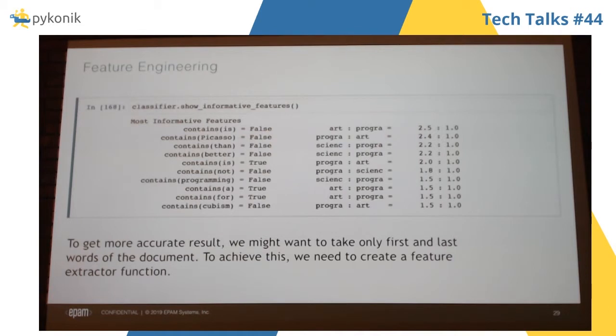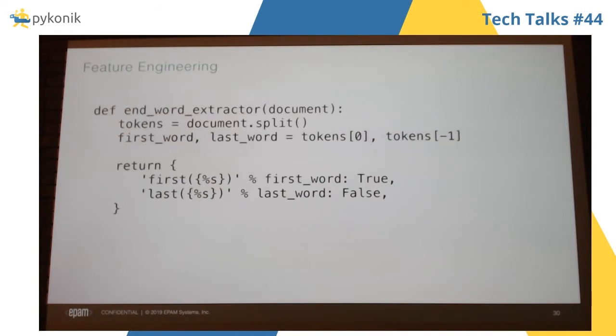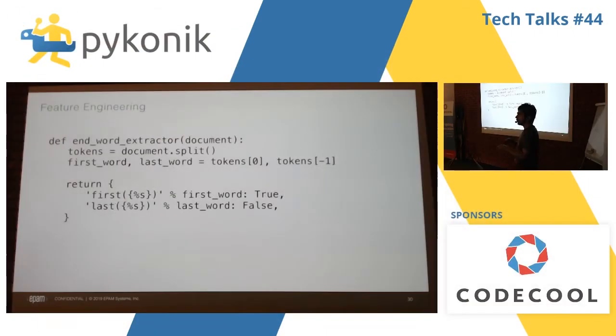So yeah, to get more accurate results, we might want to take only the first or last words of the document. That can be an example of feature engineering. So how do we do that? We have a text document and we are getting the tokens of it. We are just splitting by space, so we are getting the words of the sentence.